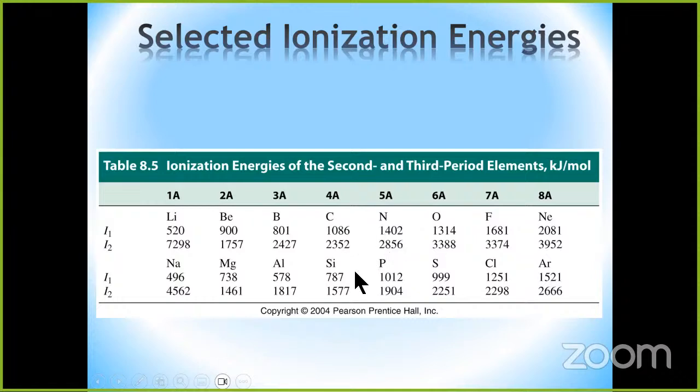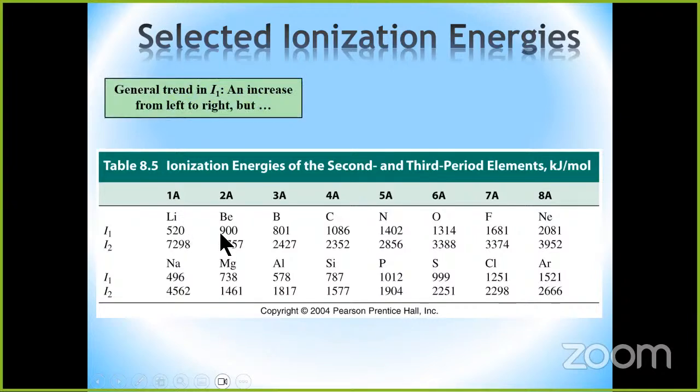Now, let me just say here that there are certain exceptions to the trend that I just mentioned, which I kind of glossed over, going from 900 to 801. So going back here, the first ionization energy increases from 520 to 900 in the case of beryllium, but it decreases from beryllium 900 to boron 801. So this begs the question, why is it that there's a decrease which contradicts the overall trend of increasing as you go from left to right in the case of beryllium going to boron, all right?